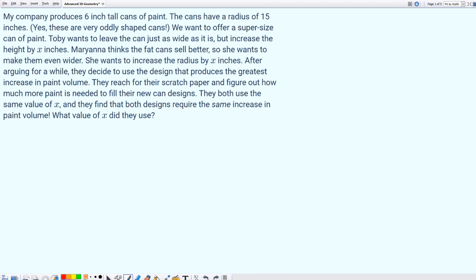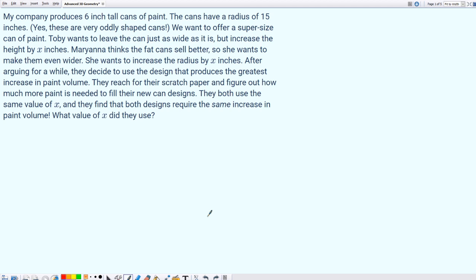So we would like to start with one that is kind of long to read, but I think once we get the gist of it, it's fairly simple. It says, my company produces 6-inch tall cans of paint. So cans of paint, we should start thinking about cylinders. These cans have a radius of 15 inches. We want to offer a supersized can of paint. Toby wants to leave the can just as wide as it is, but increase the height by X inches.